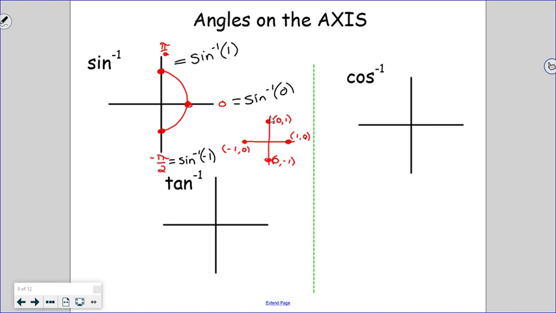Tangent is the same two quadrants, but it is not defined up here at pi over 2. It is not defined at negative pi over 2. That's where the asymptotes were. It doesn't get there. So the only axis it actually hits is here at 0. Tangent is sine over cosine, which would be 0 over 1. So that would be the answer to the question, what is the inverse tangent of 0? Is 0.